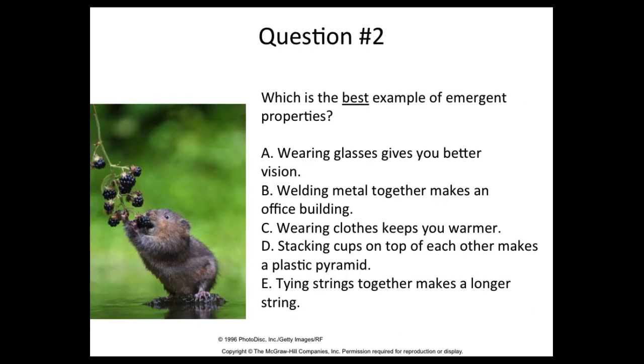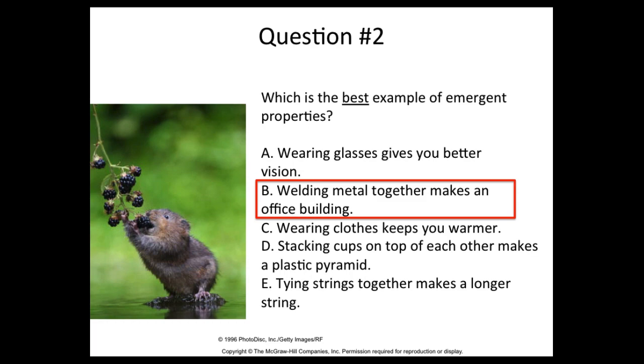Question 2. Which is the best example of emergent properties? So you've got 5 choices. The first choice is wearing glasses gives you better vision. The second choice is welding metal together makes an office building. The third choice is wearing clothes keeps you warmer. The fourth choice is stacking cups on top of each other makes a plastic pyramid. And the final choice is tying strings together makes a longer string. So pause the lecture now if you don't want to see the answer just yet.